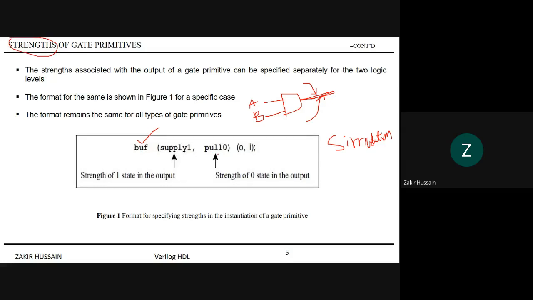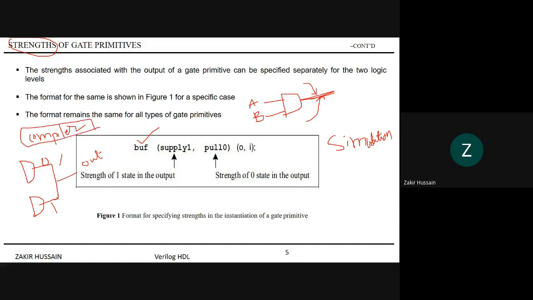Why this strength is required: if more than one, as in the earlier example, if more than one is driving the same net or same output, who will dominate? This needs to be resolved. Here if one comes, here also one is coming, no problem. But if here it is zero and here it is one, in that case, this is a contention issue. What should be the output? This needs to be addressed in the compiler, at the software level, the hardware property needs to be addressed.